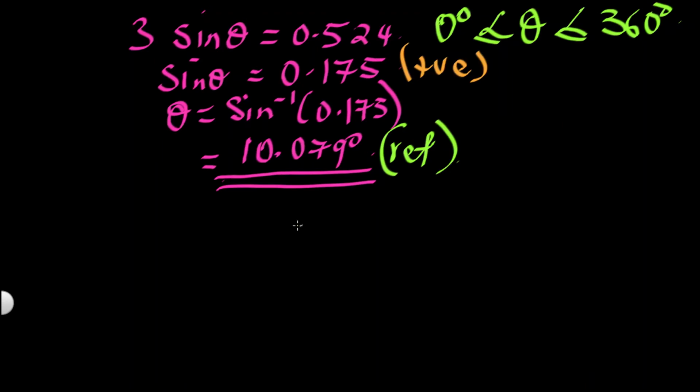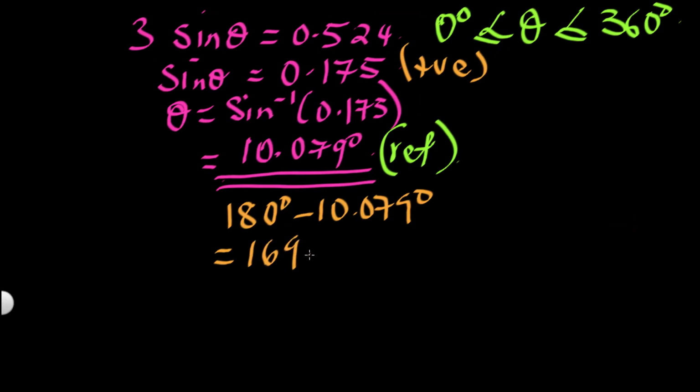The answer in the second quadrant would be 180 degrees minus 10.079 degrees. So the other answer here is 180 degrees minus 10.079 degrees. We get the other answer in the second quadrant. So 180 minus 10.079, we get 169.921 degrees. And because of our range, I think we have all the answers that we need.